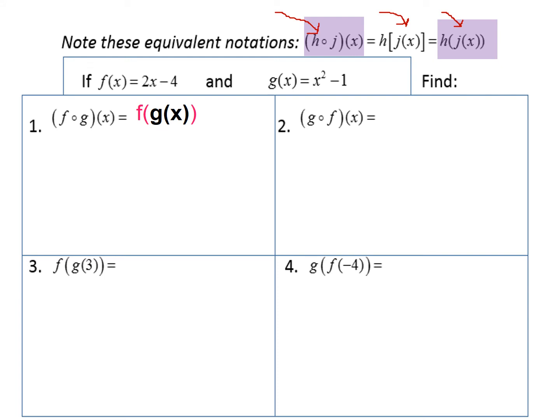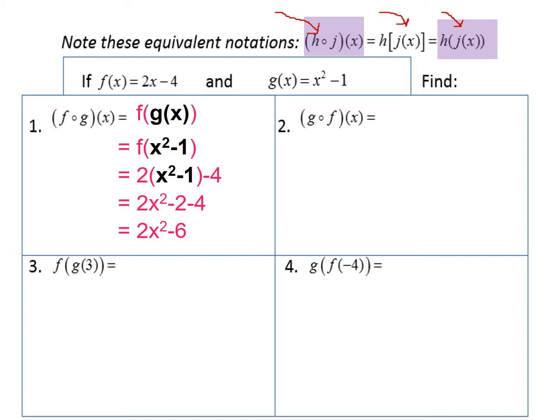We can rewrite it as f of g of x. We're going to start with our inner function. Here, our inner function is g, and it is x squared minus 1. We're going to take x squared minus 1 and drop it into the f function, which is 2x minus 4. Now we're going to distribute: 2x squared minus 2 minus 4, and last, we're going to simplify: 2x squared minus 6. Final answer.